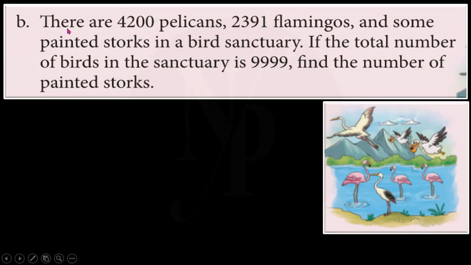Question B. There are 4,200 pelicans, 2,391 flamingos, and some painted storks in a bird sanctuary. If the total number of birds in the sanctuary is 9,999, find the number of painted storks. So there are, you can see the picture here, there is a bird sanctuary.